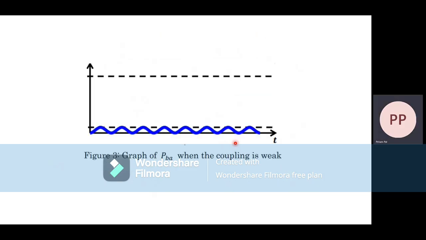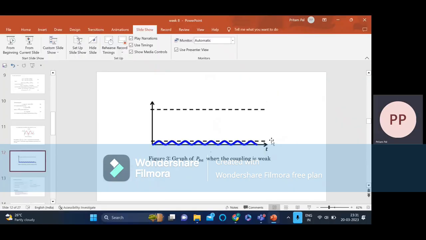So this is how the graph for P_BA looks when coupling is very weak. You can look at the amplitude, right? What it was here and what it is there. So this is the concept behind the two-level system. Okay.